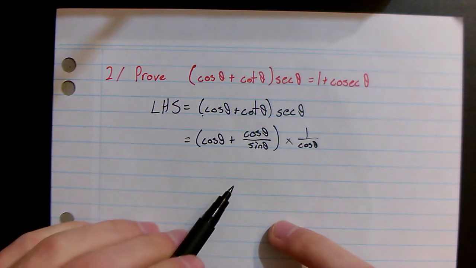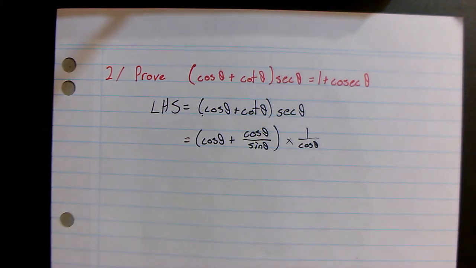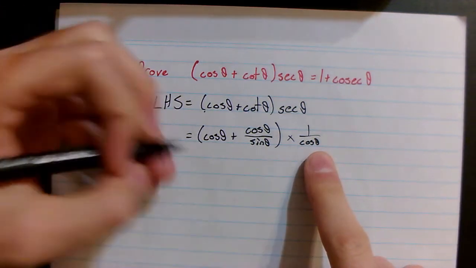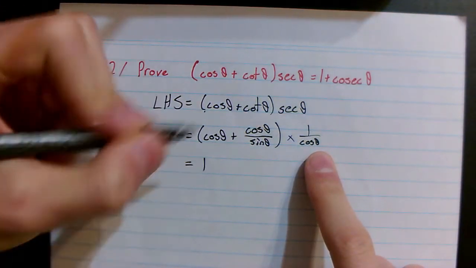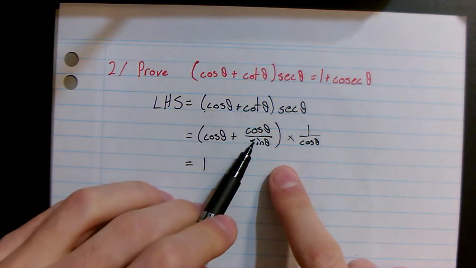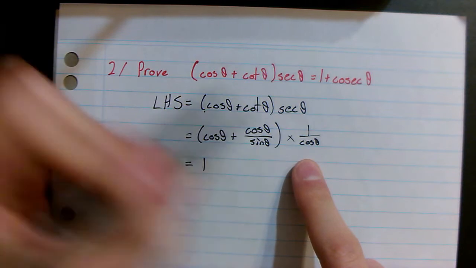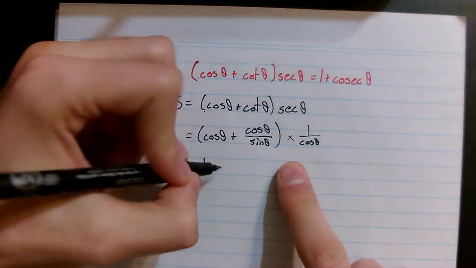And by doing this, I can really just multiply my fraction. So what I've ended up with is cos theta times 1 over cos theta, and that's just 1. Now cos over sine theta times 1 over cos, and what you should notice is that the cos's will cancel. If you can't notice, I'll just take it slow.